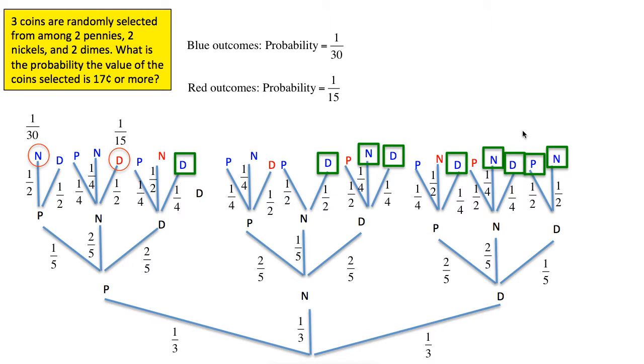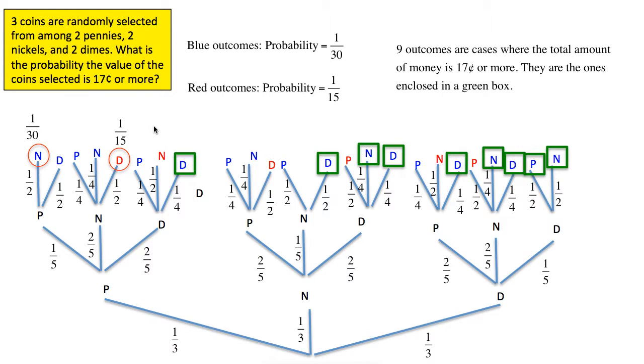So convince yourself that all the outcomes which are boxed in green are outcomes that fit this description, and that furthermore all the other outcomes give you a total value of less than 17 cents. For example, this outcome right here is not boxed because it's a dime, a penny, and a nickel, which is value only 16 cents.